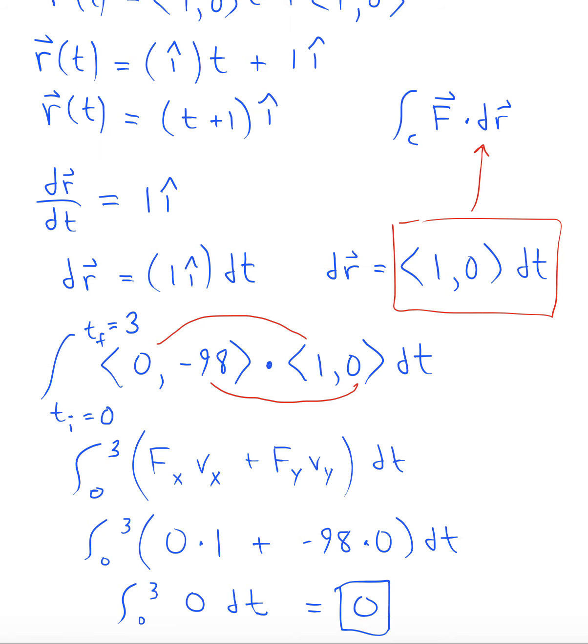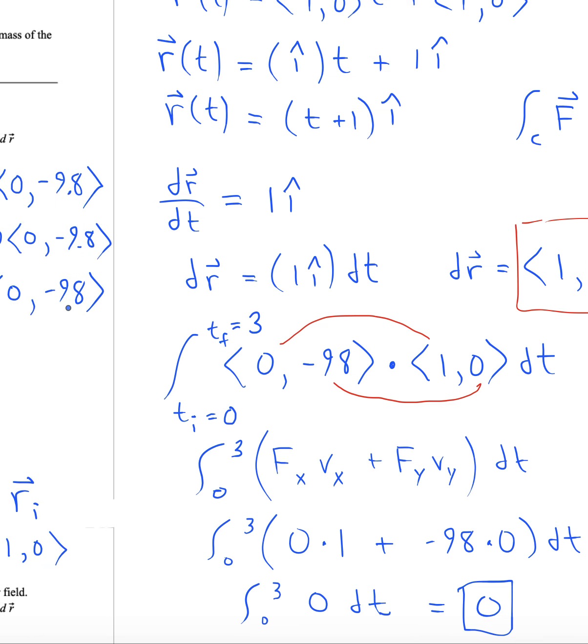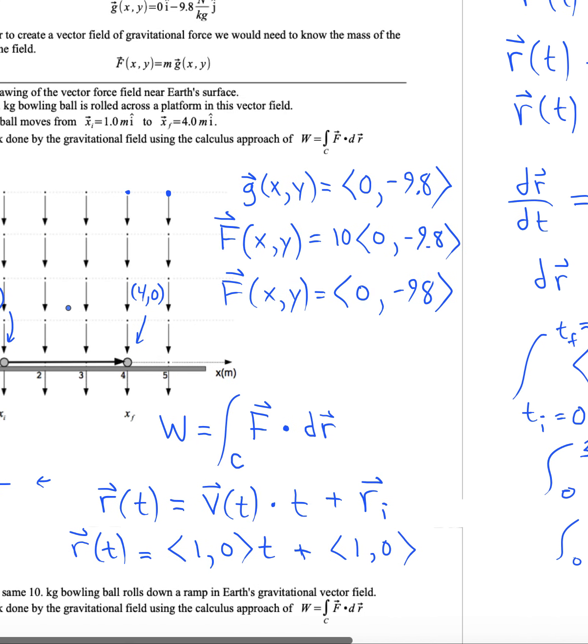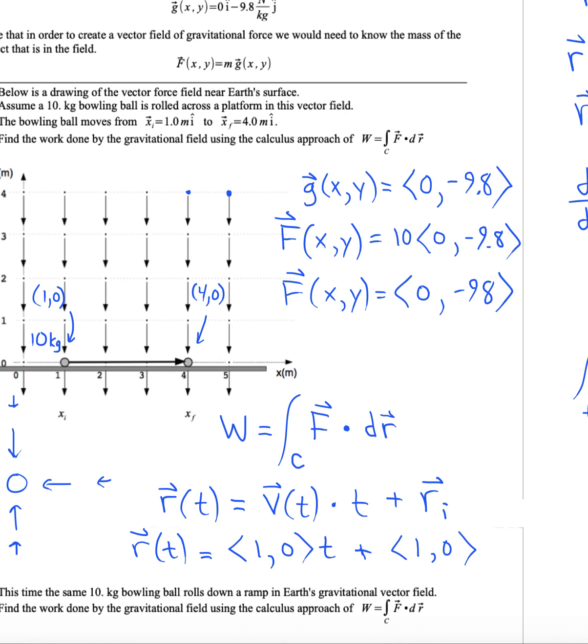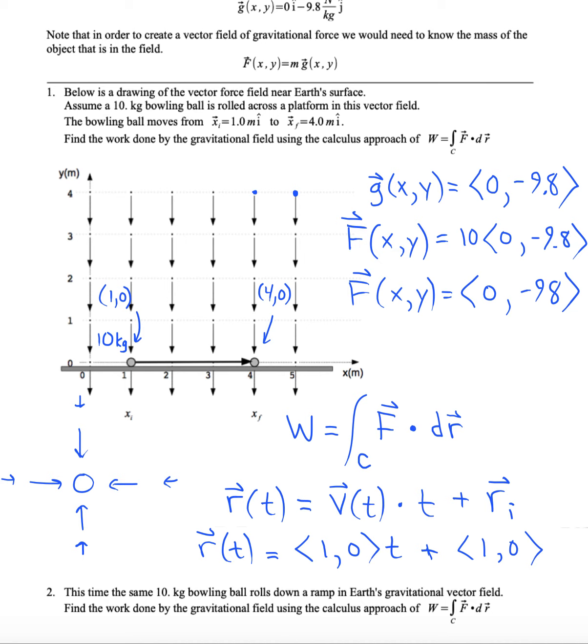And this should agree with what we believe the work to be in this situation based on our previous understanding of work. As you can see, our object here moves perpendicular to the force. And when that happens, you've got a 90-degree angle between the force that it's going to feel and the direction it's moving. So 0 work gets done.